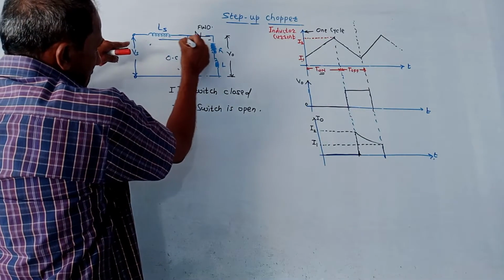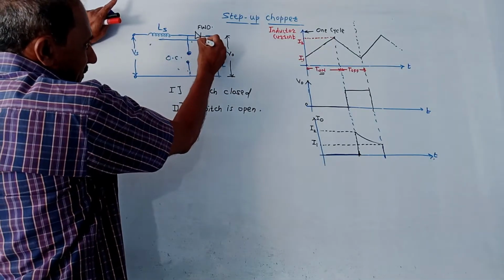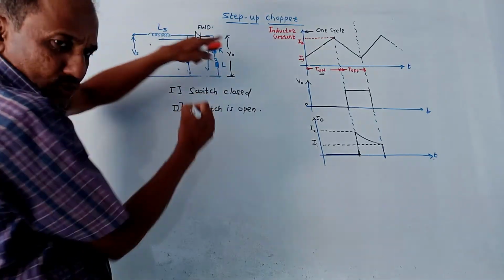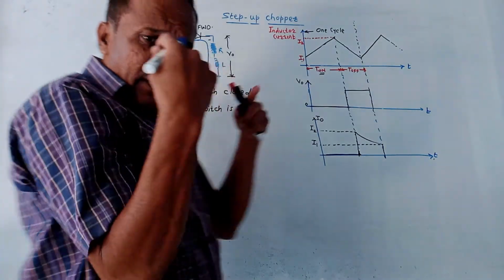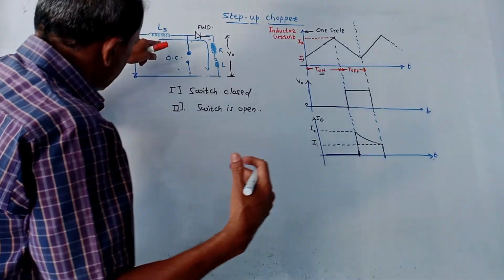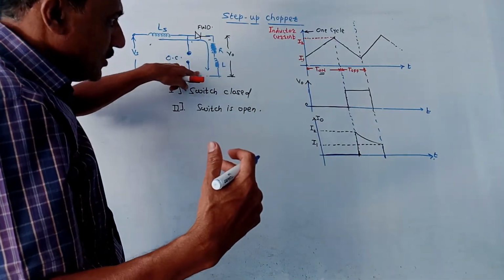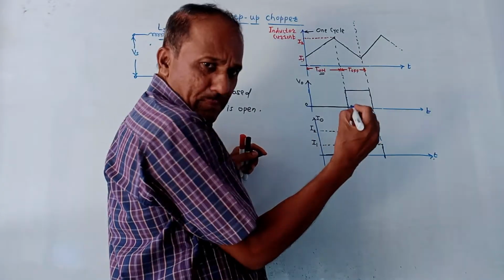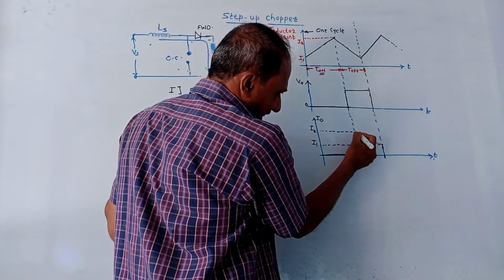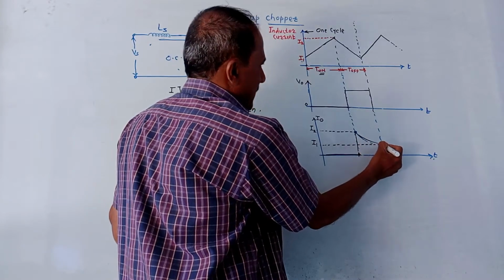Then this path will be completed through this FWD, that is freewheeling diode, then through this RL and so on. That means whatever energy was stored by the inductor will now start traveling through this FWD and through RL. So in case of inductor current, the current decreases from value I2 to I1 exponentially as shown in this figure.